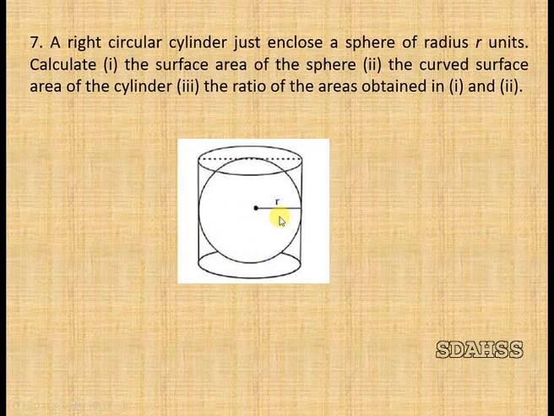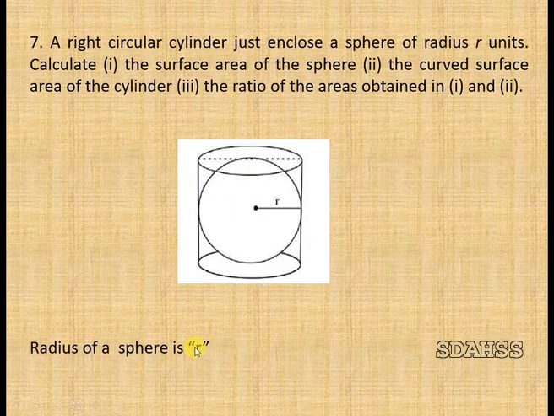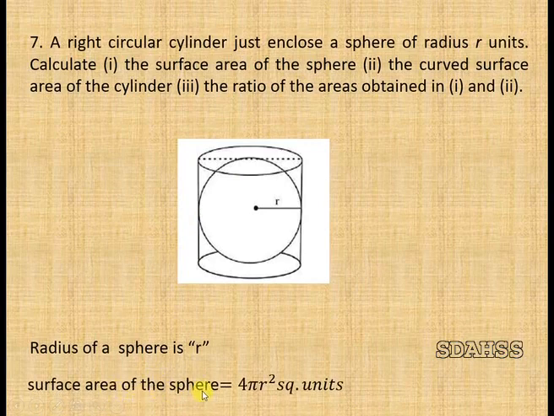Here the radius of the sphere is r units and the radius of the cylinder is also r units, and the height of the cylinder is r plus r, 2r units. First we want to find the surface area of a sphere. Here the radius of the sphere is r, then surface area of a sphere is equal to 4 pi r square units.